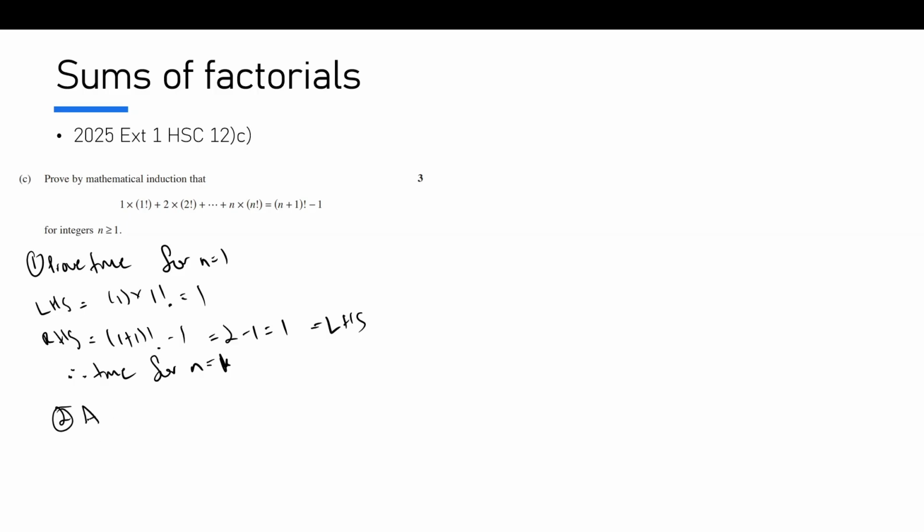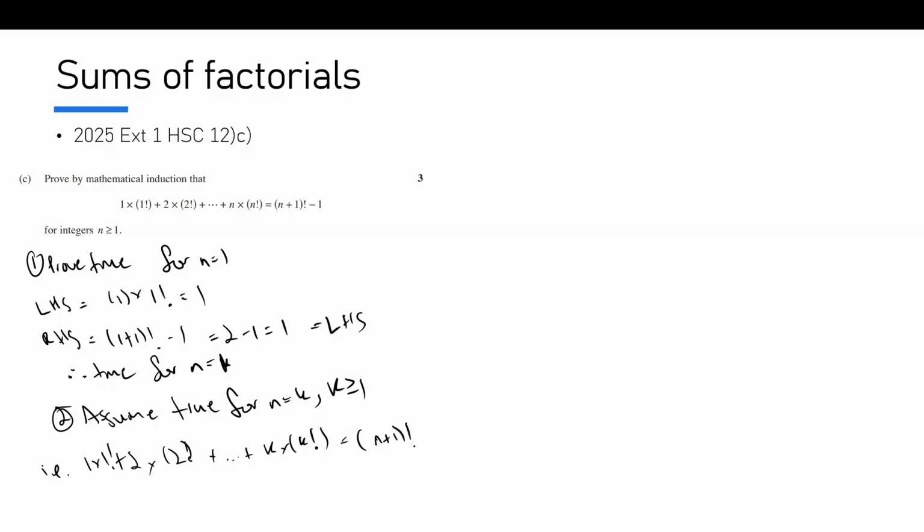Now, our second step, assume true for n is equal to k, where k is greater than or equal to 1, i.e. 1 times 1 factorial plus 2 times 2 factorial plus up to k times k factorial is equal to k plus 1 factorial minus 1. Now, our third step is to prove true that n is equal to k plus 1.